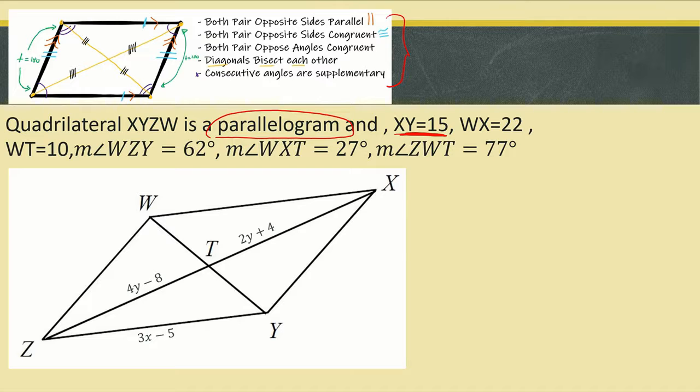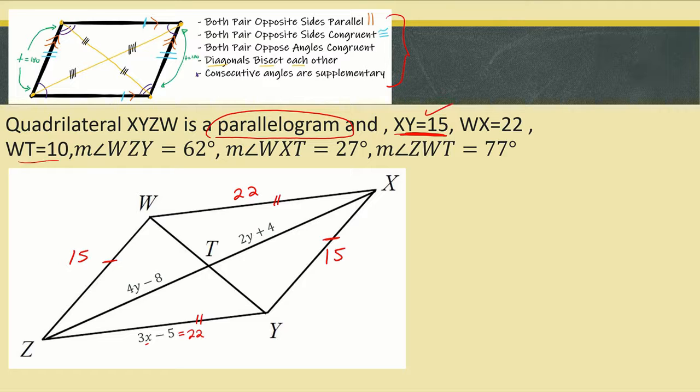So here they're telling me that XY is 15, so go ahead and label that. And just from the properties, I know that those two sides are congruent. So this side is also 15. We can check that off. They're telling me WX is 22. And in a similar way, this bottom part, where we have an x, is also supposed to equal 22, right? And so that's where I'm going to get my equation to solve for x in a bit.